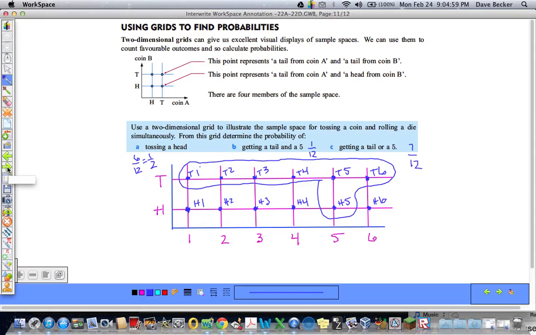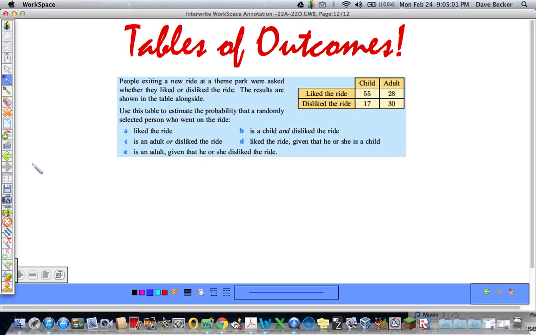Okay, and last but certainly not least, tables of outcomes. People exiting a new ride at a theme park were asked whether they liked or disliked the ride. The results are shown in the table alongside. Use this table to estimate the probability that a randomly selected person who went on the ride liked the ride.